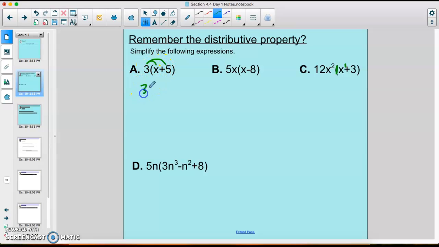So 3 times x is 3x. 3 times 5 is 15. Okay, now what happens here? I realize I got writing here. There we go. What happens here when we multiply 5x times x? X times x is x squared. So we end up with 5x squared and then minus 40x.